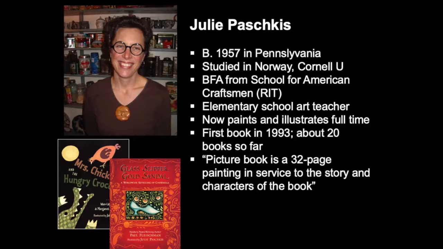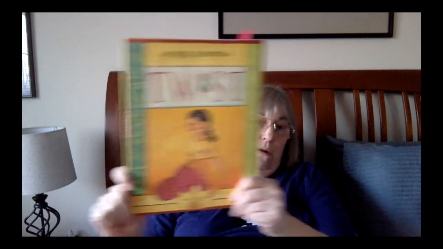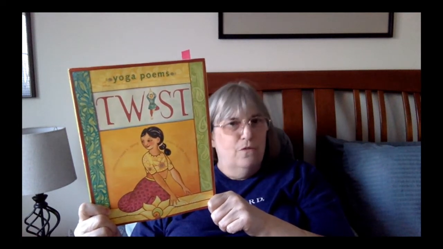Julie Pashkis was born in Pennsylvania in 1957. She studied in Norway and went to Cornell University, and later got a BFA at the School for American Craftsmen. And she's taught art to children, and in 1991 she quit teaching to concentrate on her own paintings and illustrations. Here's another book that she illustrated, happens to be a poetry book by Janet Wong, who is a really good poet and has written a number of picture books that are in verse.